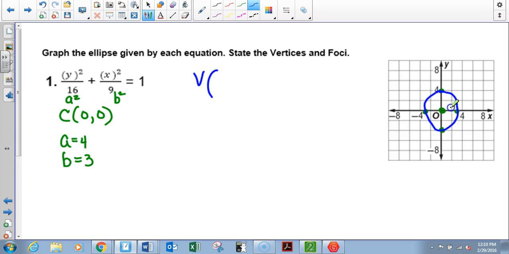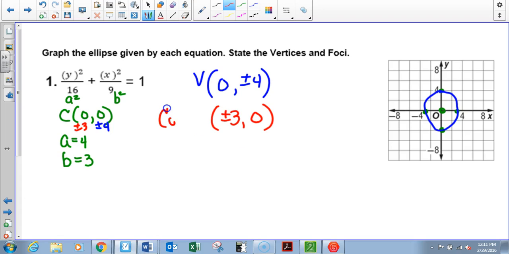So where are those vertices, guys? We went 4 units in the y direction. So we'd have 0 and plus or minus 4. Everybody okay? In the x direction, it went how far right here? 3. So we'd have to add that to the x, so we'd have plus or minus 3, 0. And those are called the co-vertices.